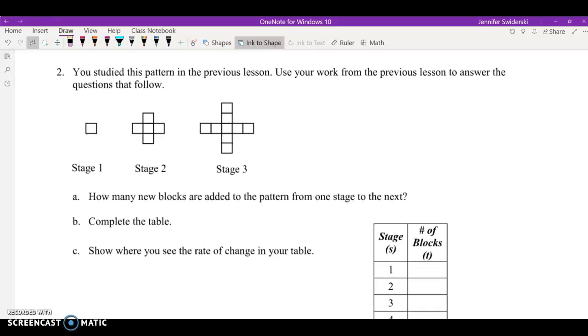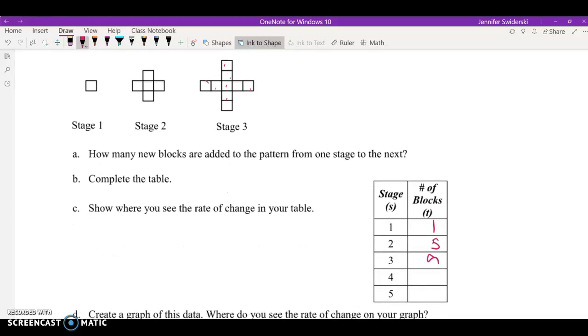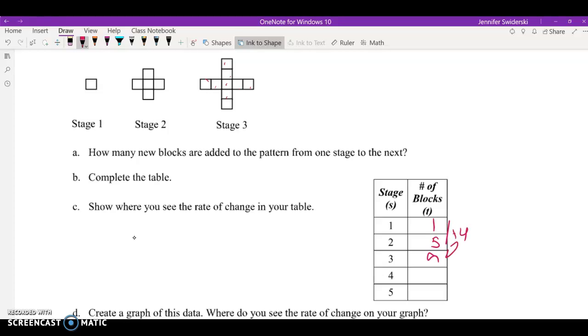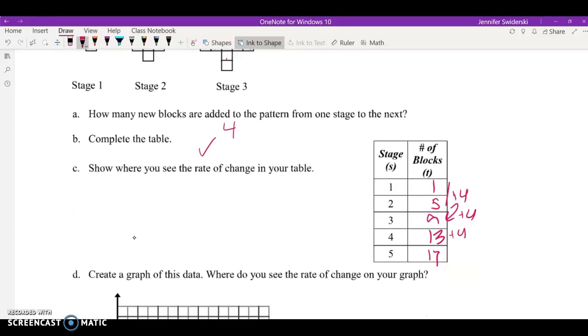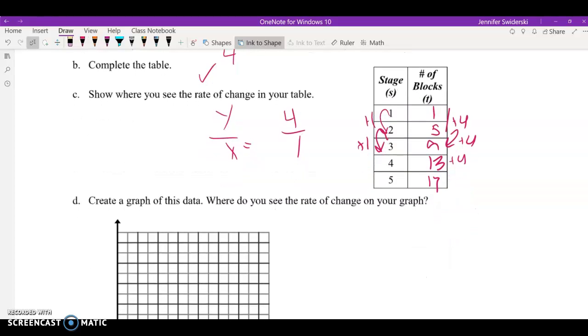Okay. Number 2, let's do this one. Stage 1, 1 block. Stage 2, there's 5 blocks. Stage 3, there's 1, 2, 3, 4, 5, 6, 7, 8, 9 blocks. That means by stage 4, I'm adding 4 each time. I have 13, and then 17. How many new blocks are added each time? Well, 4. Complete the table. Show where you see the change. So I'm adding 4, and I'm going to put 1 on my x. So my change in y over change in x is 4 over 1.